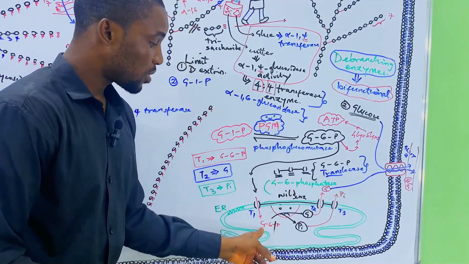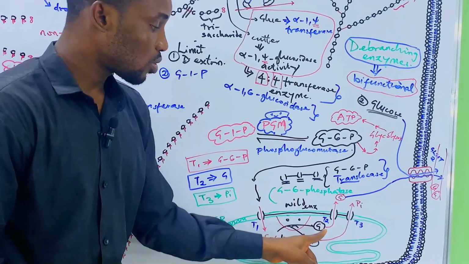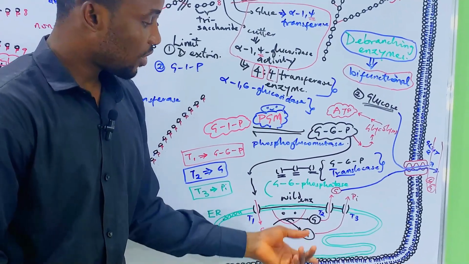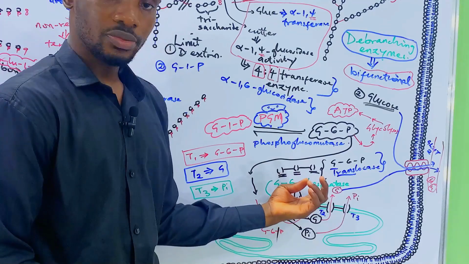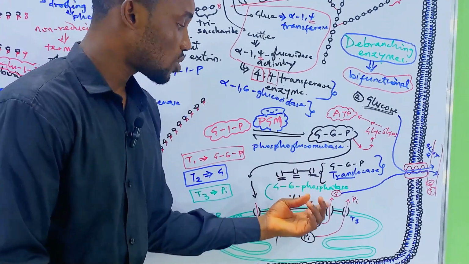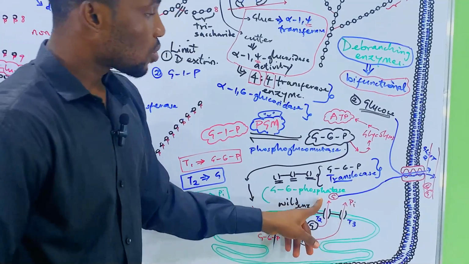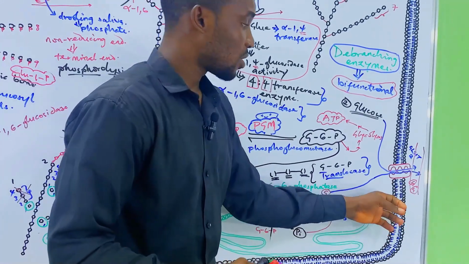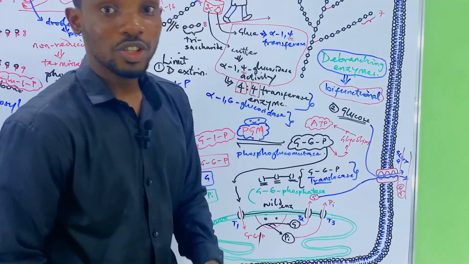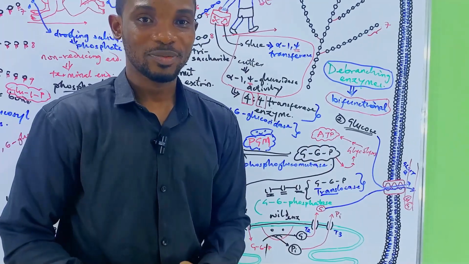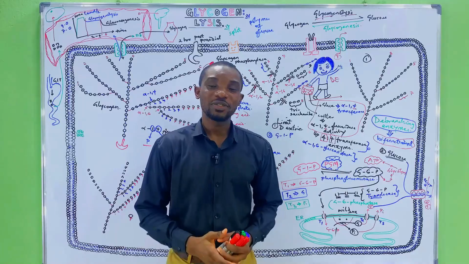Glucose 6 phosphatase breaks the glucose 6 phosphate to form glucose and inorganic phosphate, and then the glucose now leaves the endoplasmic reticulum through T2, while the phosphate leaves through T3, and then the glucose now leaves the cell into the blood through what? GLUT2 transporters.